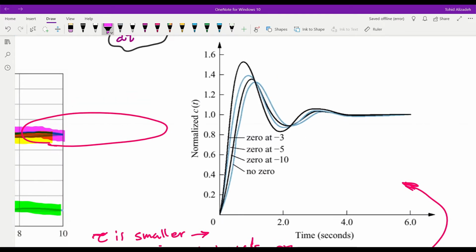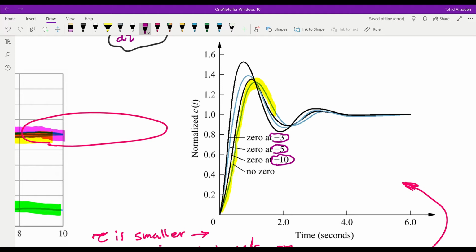The one that I'm going to highlight in yellow is the one without the additional 0. So this one. This is the one which has no 0. And then a 0 is placed at different locations. So you can see initially it's at minus 10, then at minus 5, at minus 3. 3 cases are shown here.